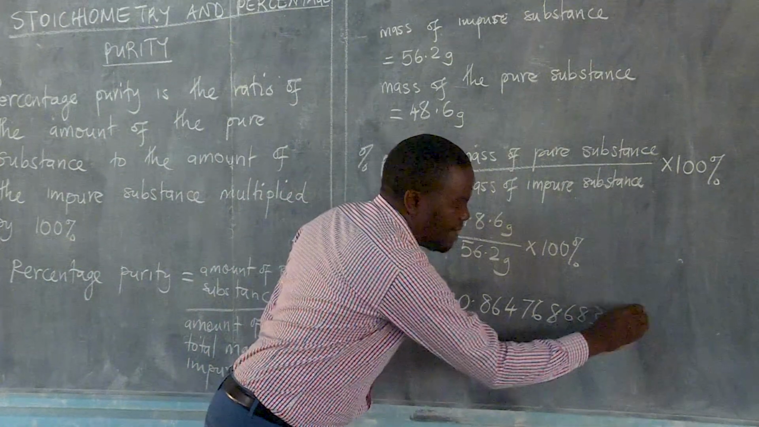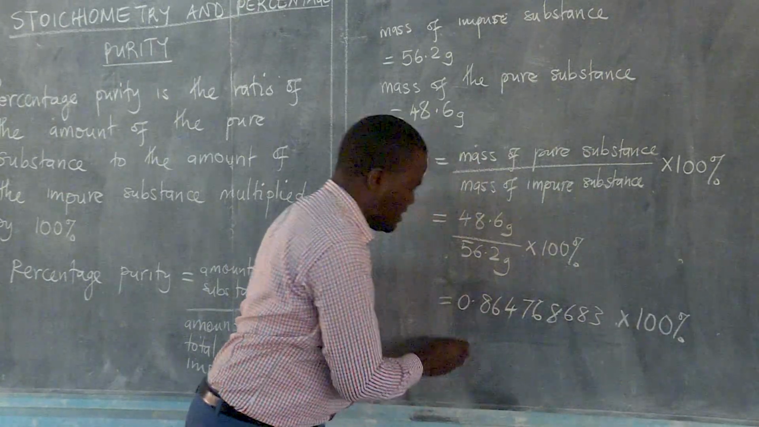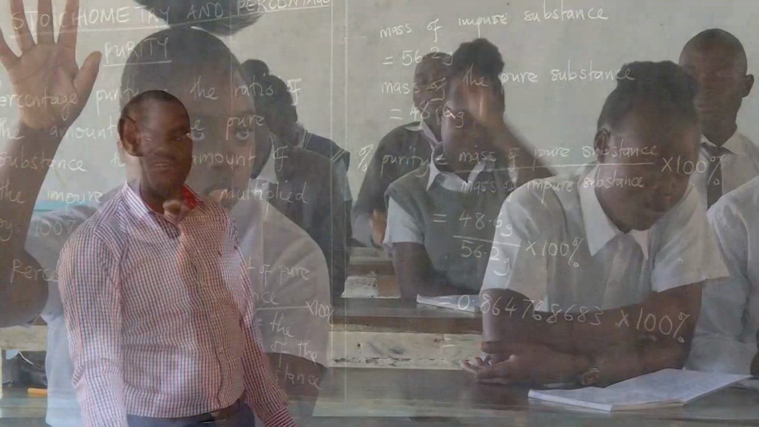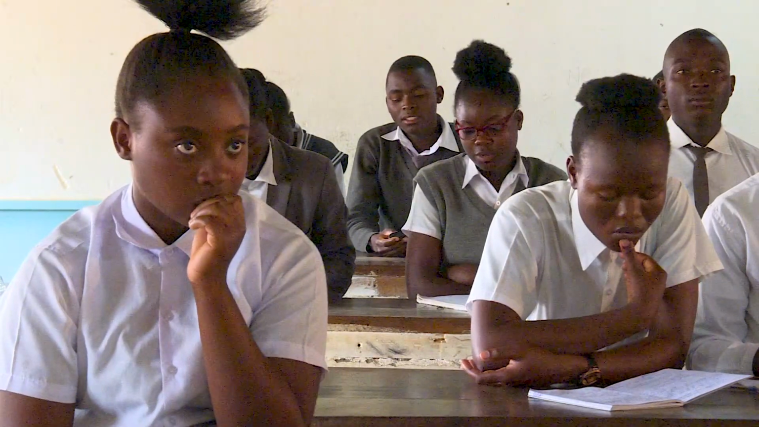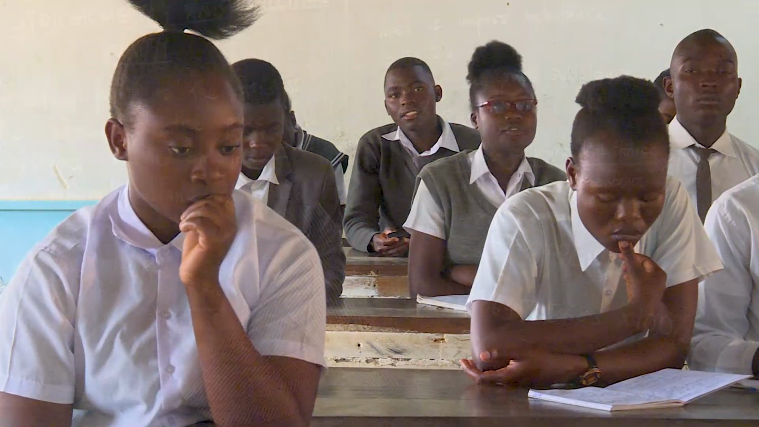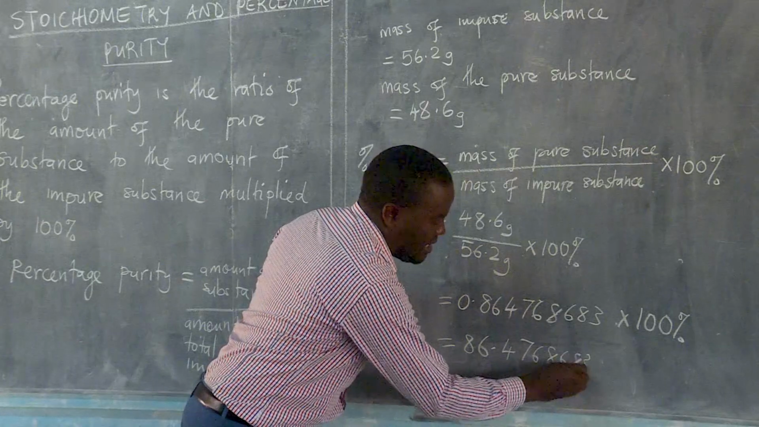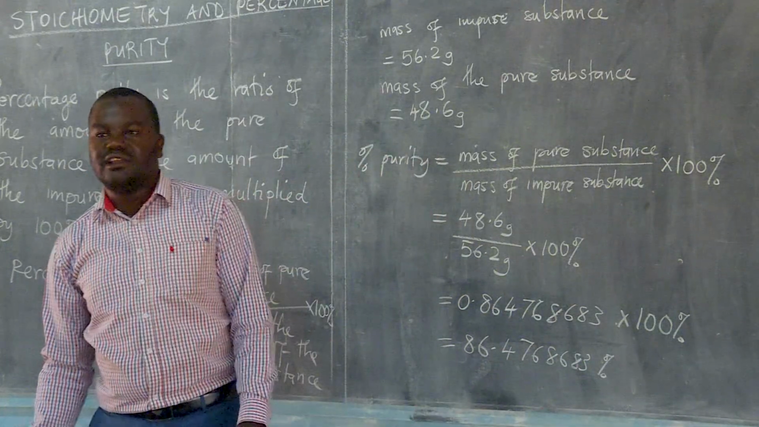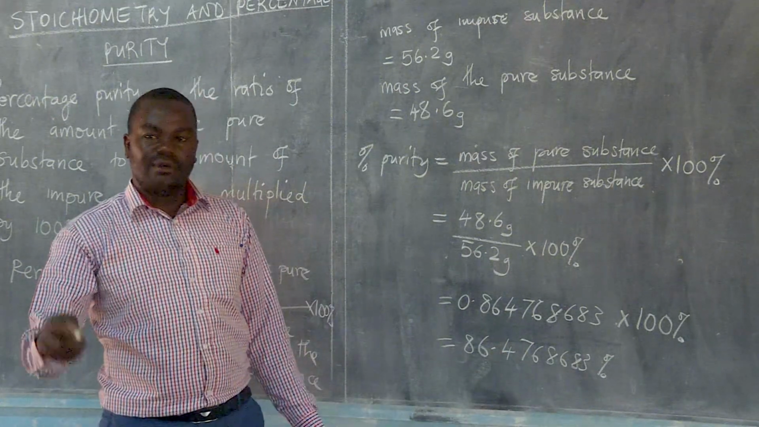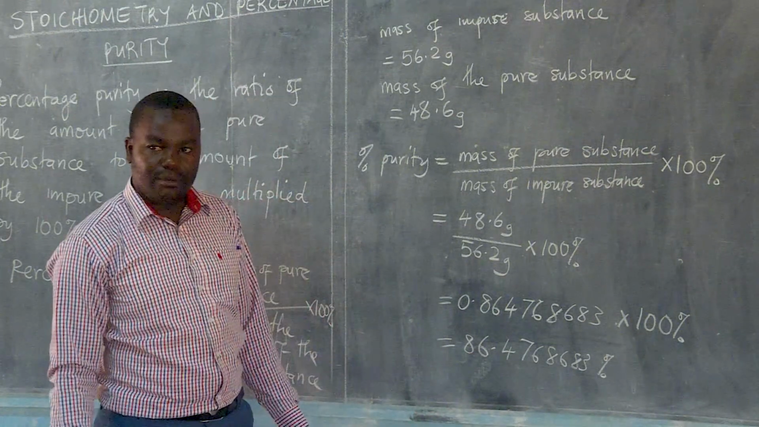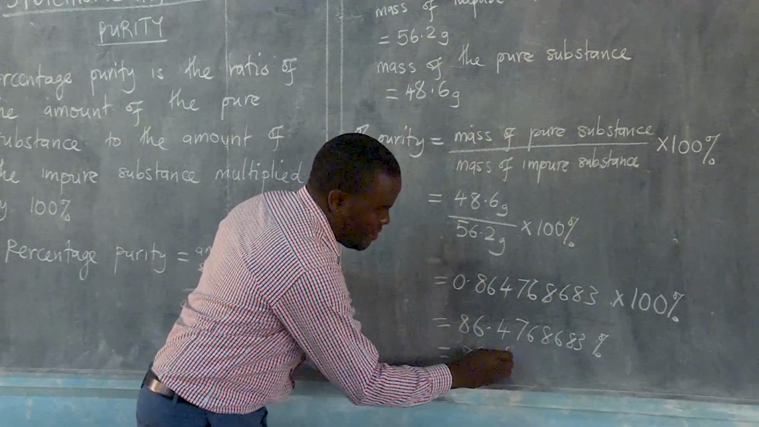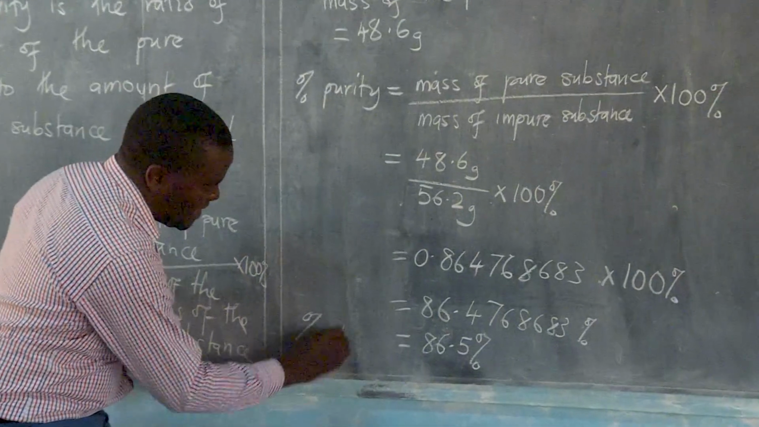So everything there, we are multiplying by 100%. So what is it giving you? You will multiply 0.864768683 times 100, which is 86.4768683%. Now, when you are working with decimal places in percentage like this, it is advised that you leave it to one decimal point. So this is the same as 86.5%. So this is the percentage purity.